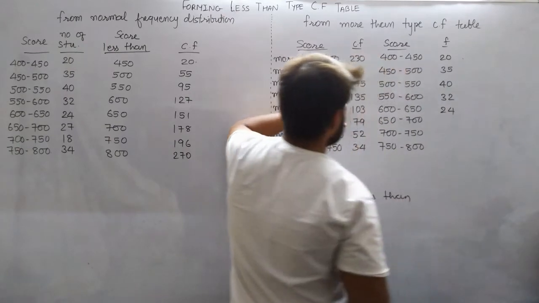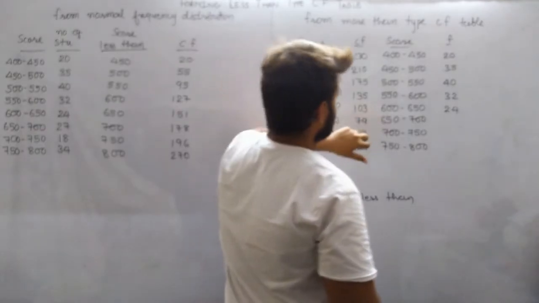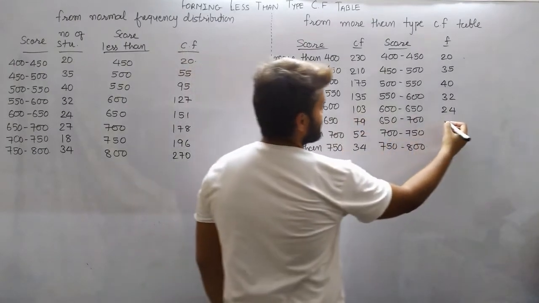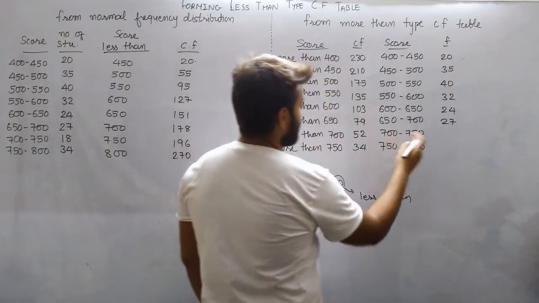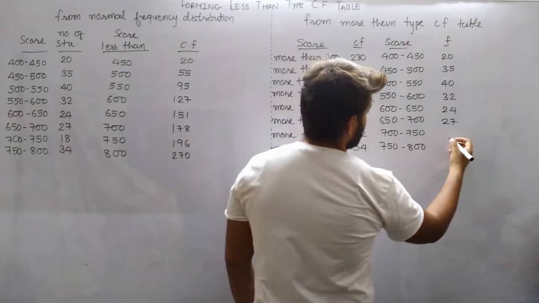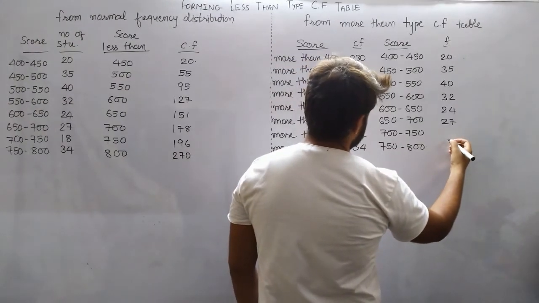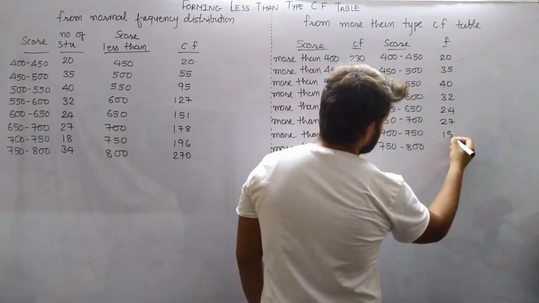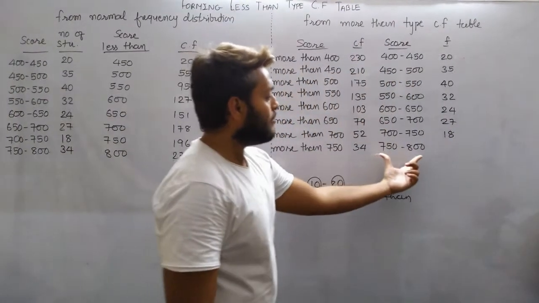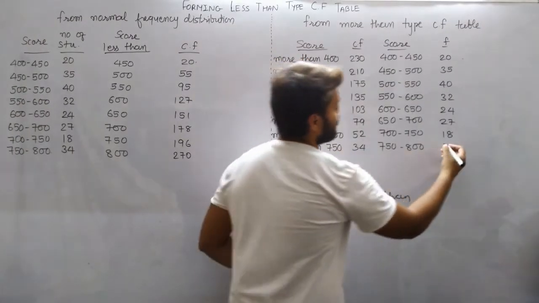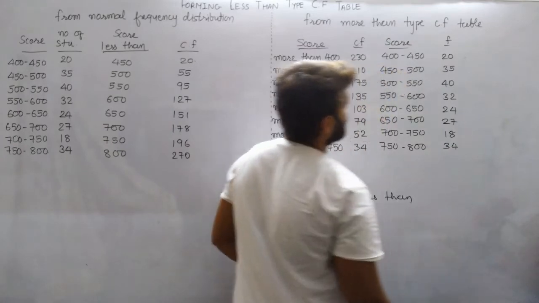24. And 650 to 700, that means we should subtract both of these, and that is 27. 700 to 750, that means we should subtract both of these, and that is 18. And 750 to 800 means only 750's value is over here. We should put it as it is, 34.